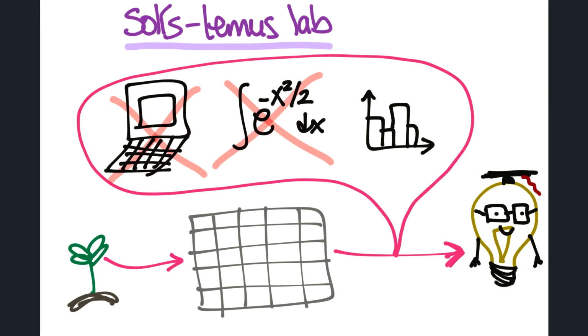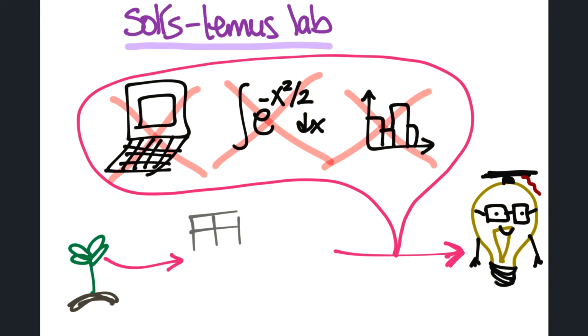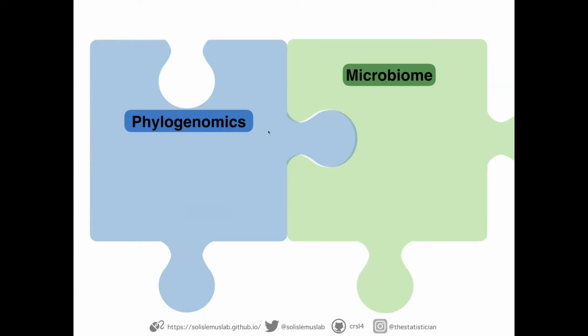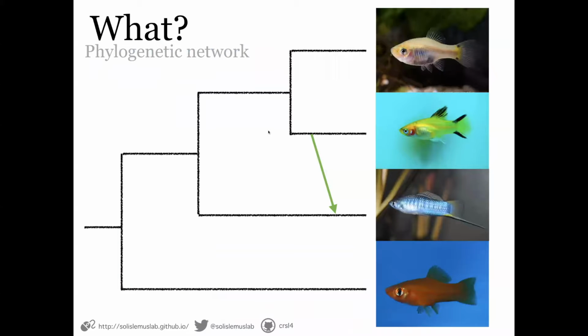Without computer science, mathematics, or statistics, we would be limited in the amount of data that we can analyze at a time. Now, there are two main topics that we investigate in the lab. So now we're going to get a little bit more into the details of what we do. One is phylogenomics and the other is microbiome. For the case of phylogenomics, we really focus on phylogenetic networks.